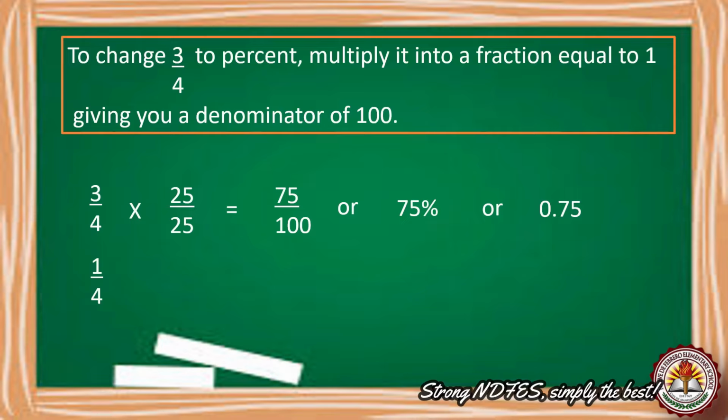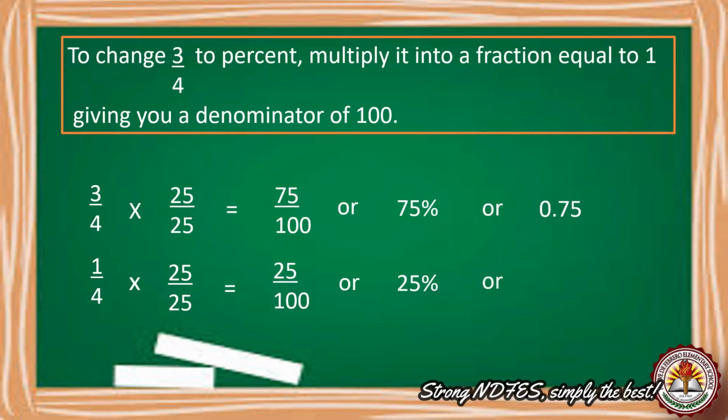Next, another example, 1/4. Again, let us find a fraction that is equal to 1. And the fraction that is equal to 1 is 25 over 25 again. Then, let us multiply 1 times 25 and 4 times 25, that is 25 over 100. Then, change to percent. Just add percent sign, that is equivalent to 25%.